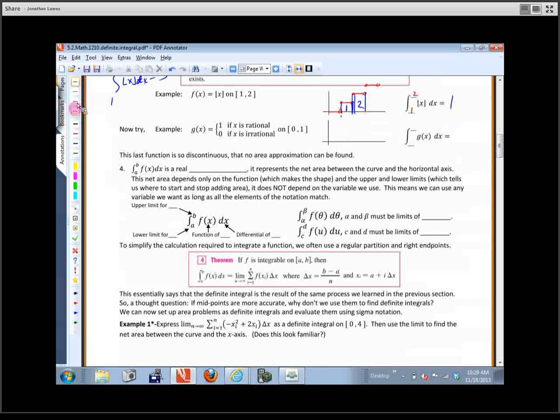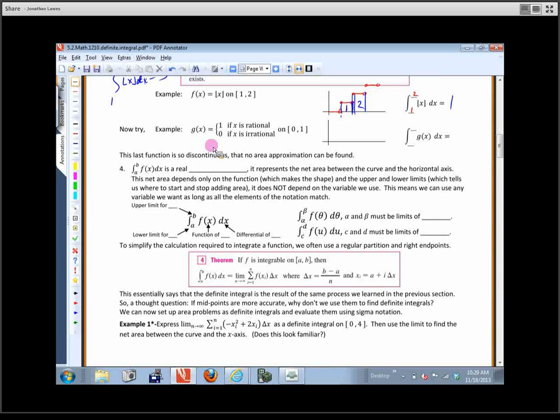Okay, let me give you a different example. This is a weird function. Those of you that go on in math, you might run into this at some point. We've got this function where it's a piecewise function. Its value is 1 if the number we plug in is rational, and its value is 0 if the number we plug in is irrational.